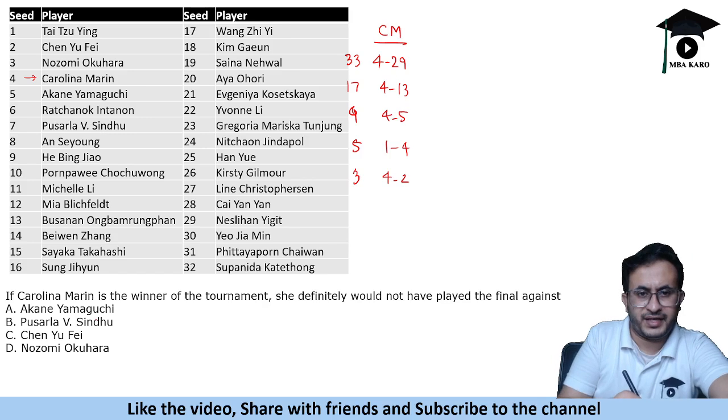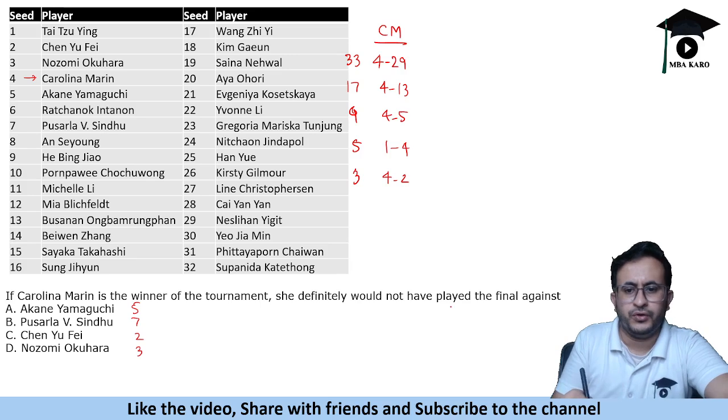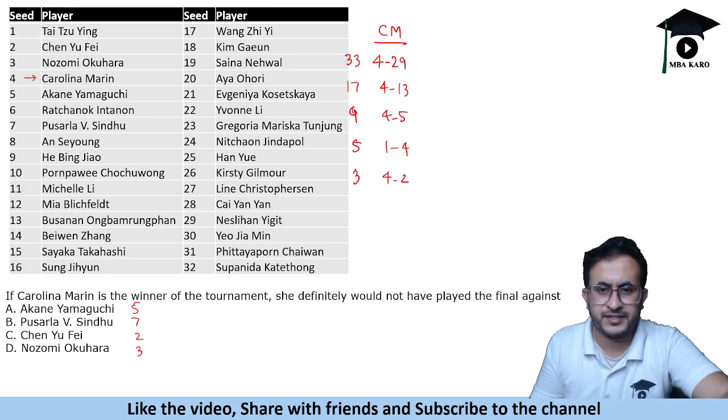Now we will write these names: Akane Yamaguchi, that is player number 5, and then we have PV Sindhu is 7, then Chen is 2, and Nozomi is 3. So we need to tell who could not play the final against them, right?